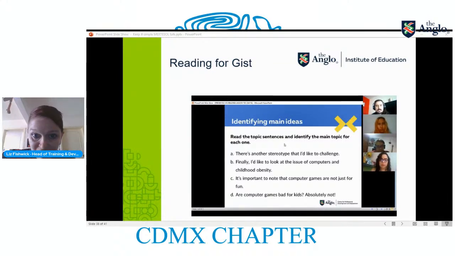And as you can probably guess, we're going to try to put them into the paragraphs in the correct order. Before we do that, let's look at some keywords here. So if you look at the first sentence, there's another stereotype that I'd like to challenge. I'm going to show you some keywords. Can you tell me what keywords you find here?